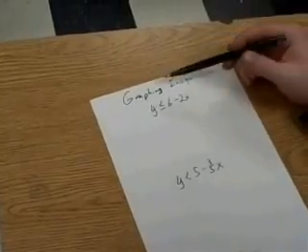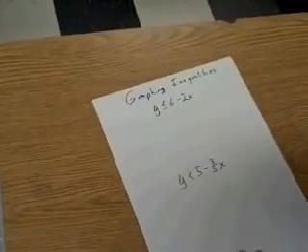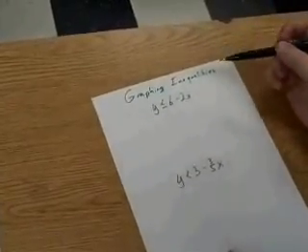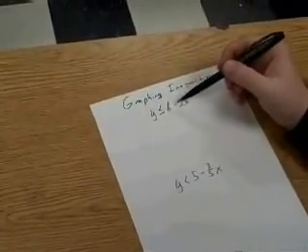Alright, today we're taking a look at graphing inequalities. These are two of the problems off your papers, and these are two of the more difficult problems off the paper. This first one is y is less than or equal to 6 minus 2x.